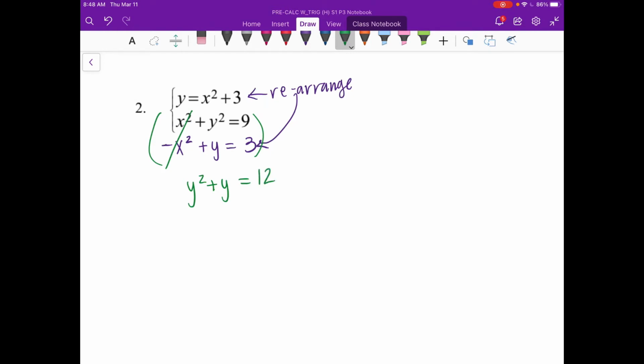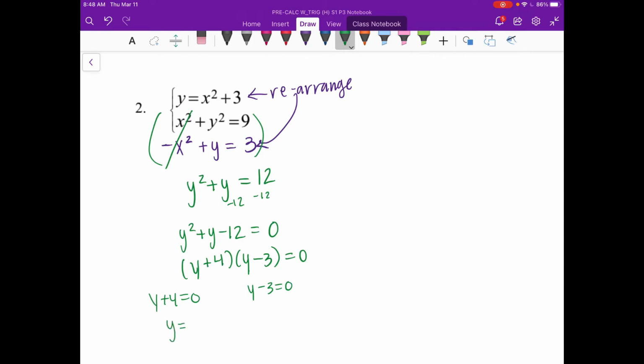This is looking more like a quadratic, so I can subtract it over. y squared plus y minus 12 equals 0. And then I can factor from there. So I have y plus 4, y minus 3 as my factors. Set each factor equal to 0. y plus 4 equals 0. y minus 3 equals 0. And I get y equals negative 4. y equals positive 3. Okay, so we got to check both of these.